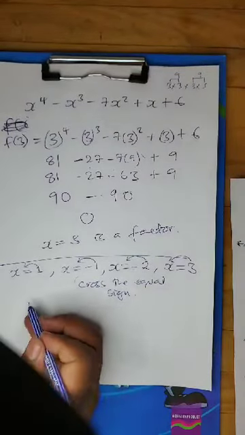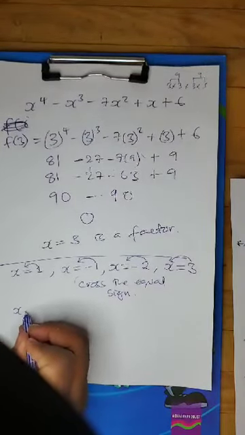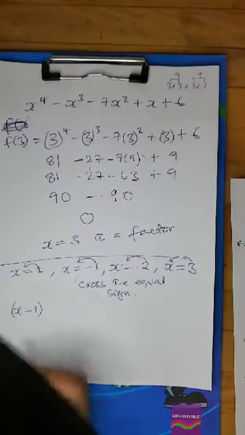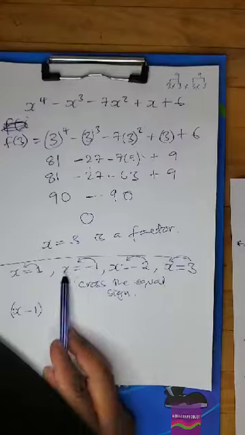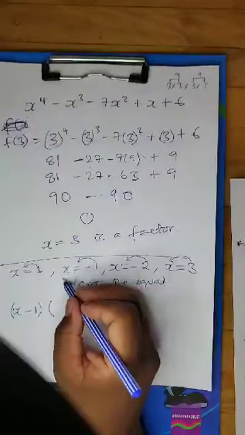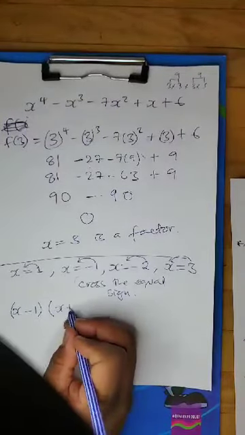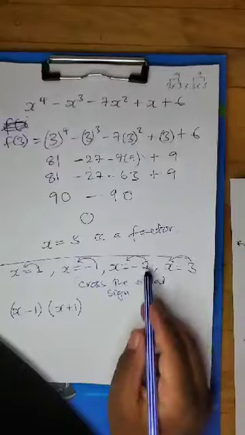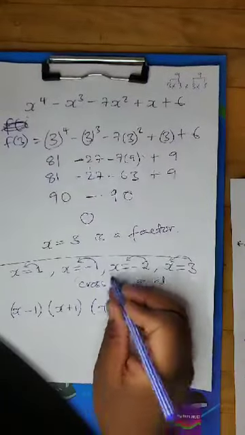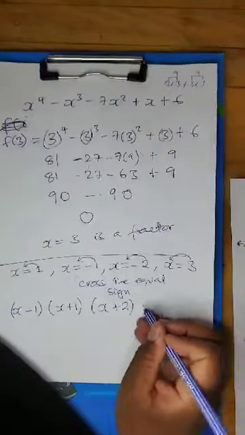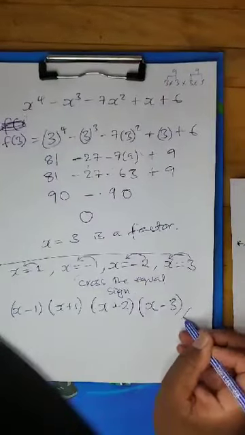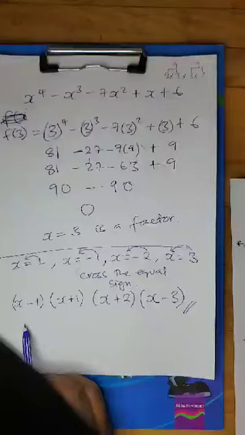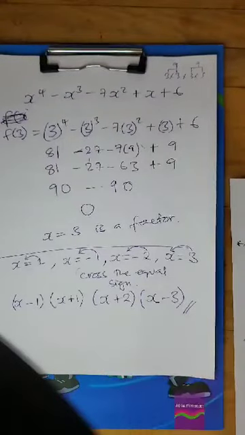Good. So in these crosses, we get x minus 1. That will be our first factor. The next factor will be the negative 1 crossing. It becomes plus 1, so that will be x plus 1. The next one will be x plus 2. The next one will be x minus 3. You are done factorizing this completely.